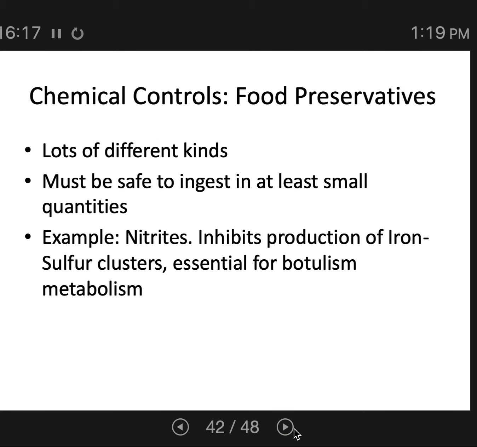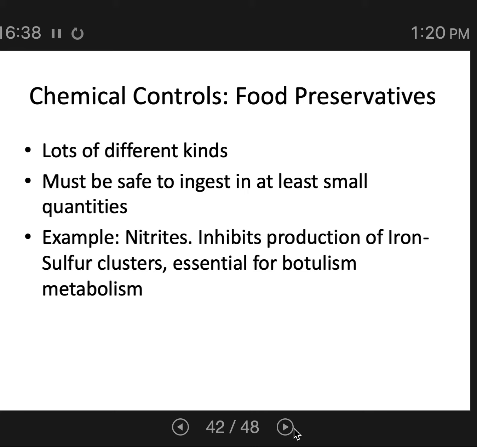Food preservatives. Well, this is just a very broad category. There's lots of different kinds. But for the molecules we just finished discussing, you don't have to worry about it being safe for ingestion so much, right? Because you're not ingesting them. You're sterilizing something outside of the body, or at least on the body's surface. Food preservative has to be safe enough to ingest at least in small quantities.